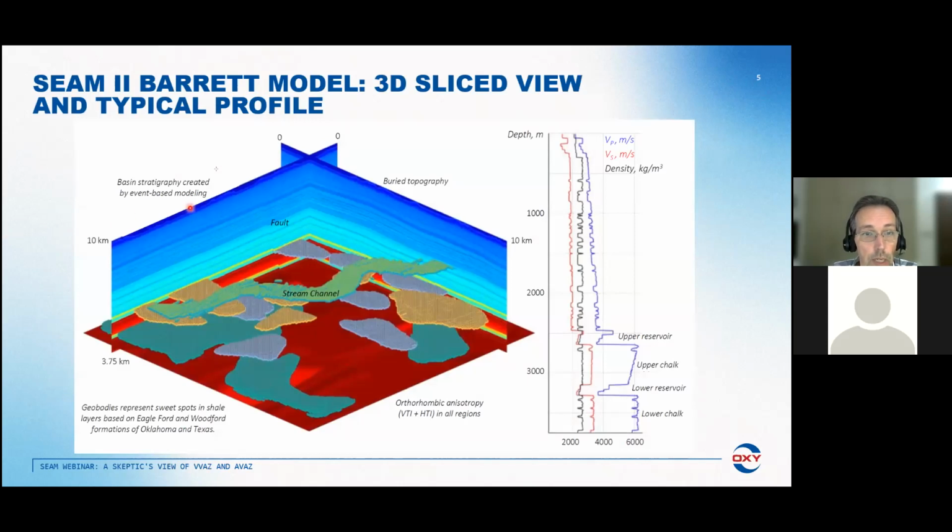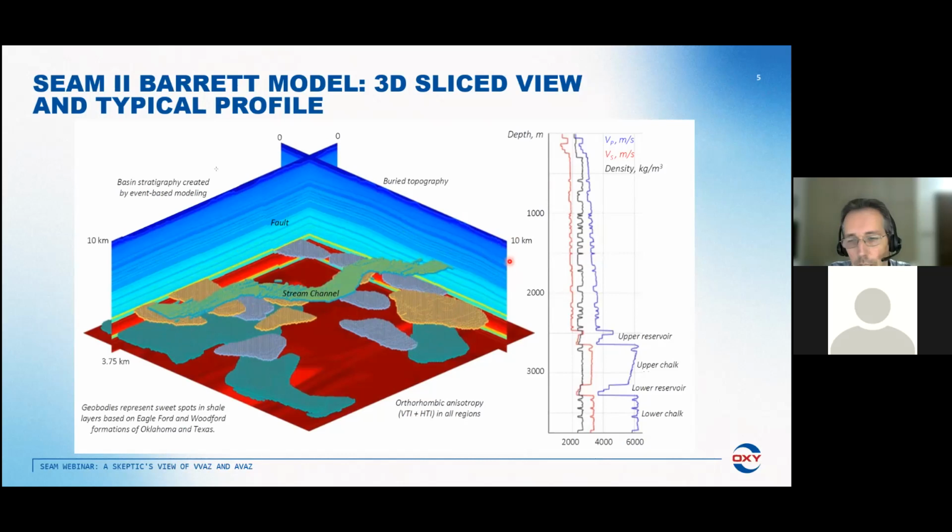Here we have a kind of 3D sliced view of the model where we can see the buried topography, the major fault here in the section. Hopefully you can see that. We have a stream channel a little bit shallower, and here we have a representation of some offset shale geobodies. So it is actually 10 by 10 kilometers, this model, and 3.75 kilometers deep.